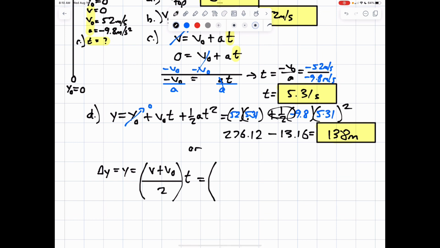We have v, which is 0 at the top, plus v naught, which is 52. 52 divided by 2, right, is 26, times the 5.31 seconds that it takes to get to the highest point. And what do you know? You get 138 meters. So you have options, ladies and gentlemen, you have options.